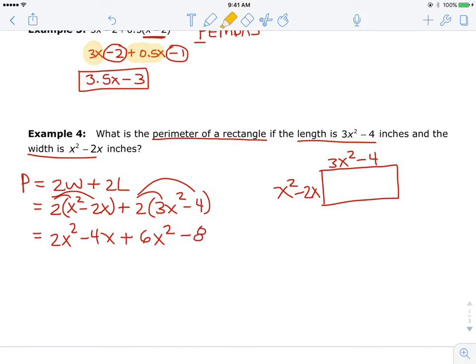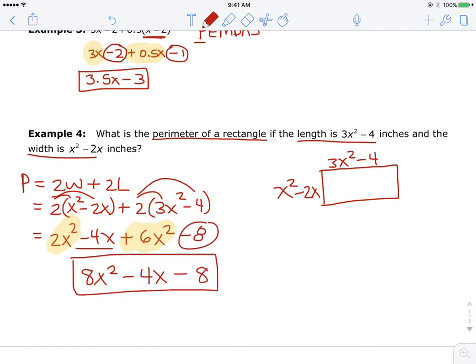My like terms are here, 2x squared and 6x squared. I add those up and I get 8x squared. And then I don't have any other like terms. This doesn't have a like term, so we're going to keep negative 4x. And this doesn't have a like term, so we're going to leave negative 8. And that is my answer.